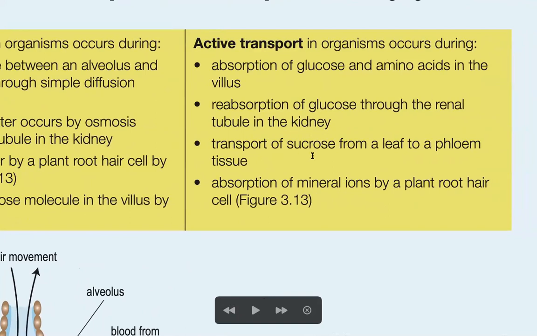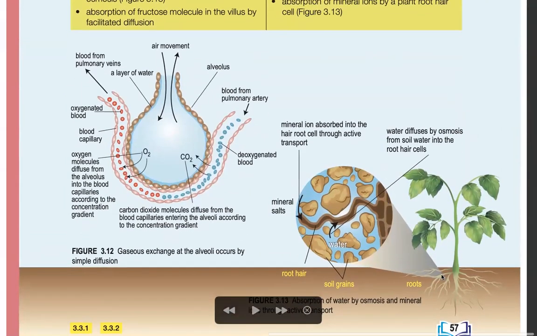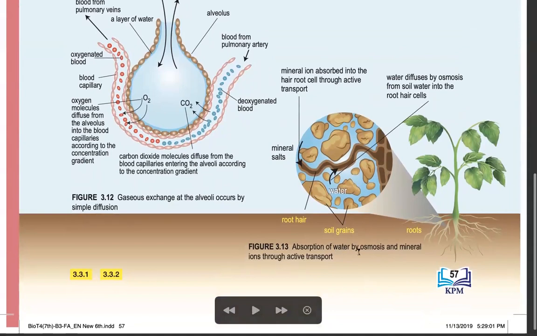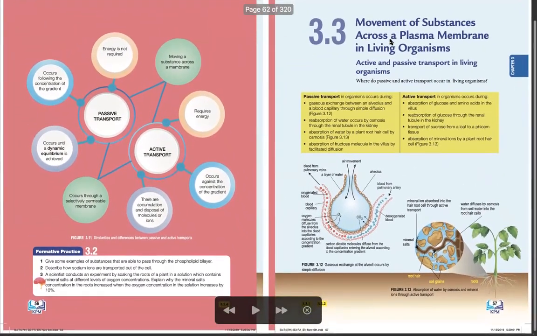And then the transport of sucrose from the leaf to the phloem tissue. Just to remember, phloem is a plant tissue that transports nutrients, and the nutrients include sucrose. So the transportation of sucrose is called active transport. And the last one, absorption of mineral ion by plant root hair cell. The root will absorb two things. If it absorbs water, it is osmosis and passive transport. But if the root absorbs mineral salt, mineral ion, it will use active transport. Where does the mineral ion come from? Basically it is taken from fertilizer. Okay guys, so that's all for this one.